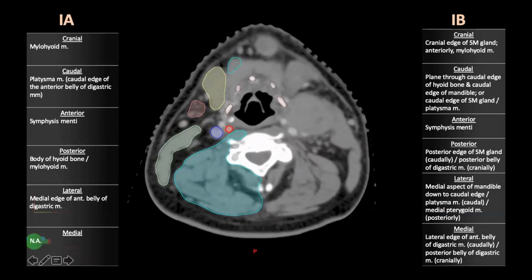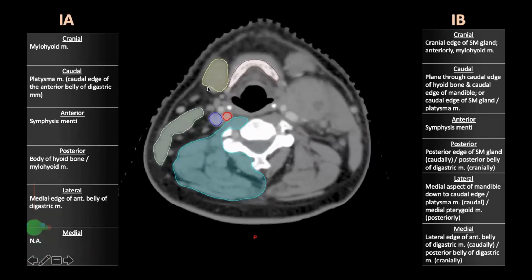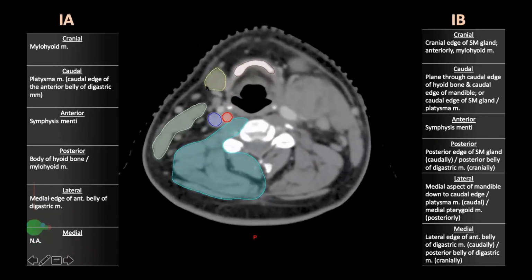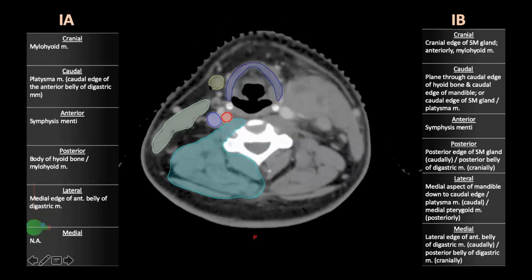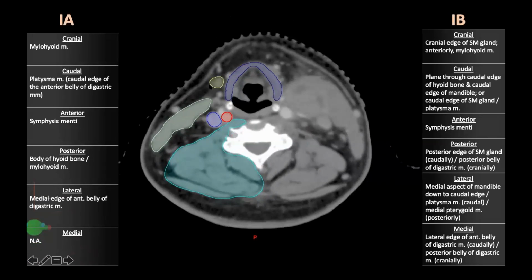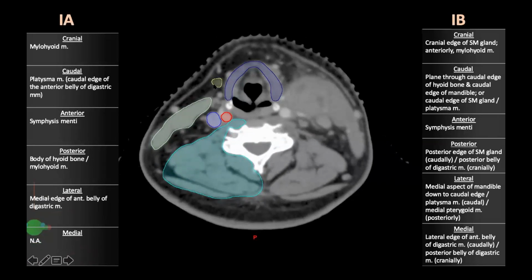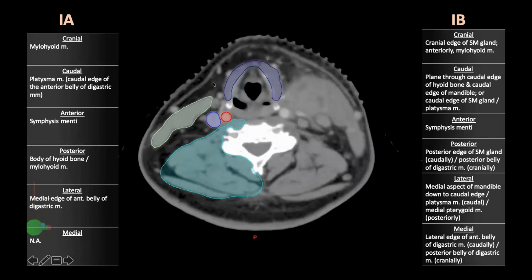So caudally, you will contour till where you see the submandibular gland. Once you stop seeing the submandibular gland, you stop contouring the level 1B, or the cartilage of the hyoid bone, whichever is much lower. In our case, the submandibular gland extends much lower because of the position of the neck. So you'll contour level 1B till here.